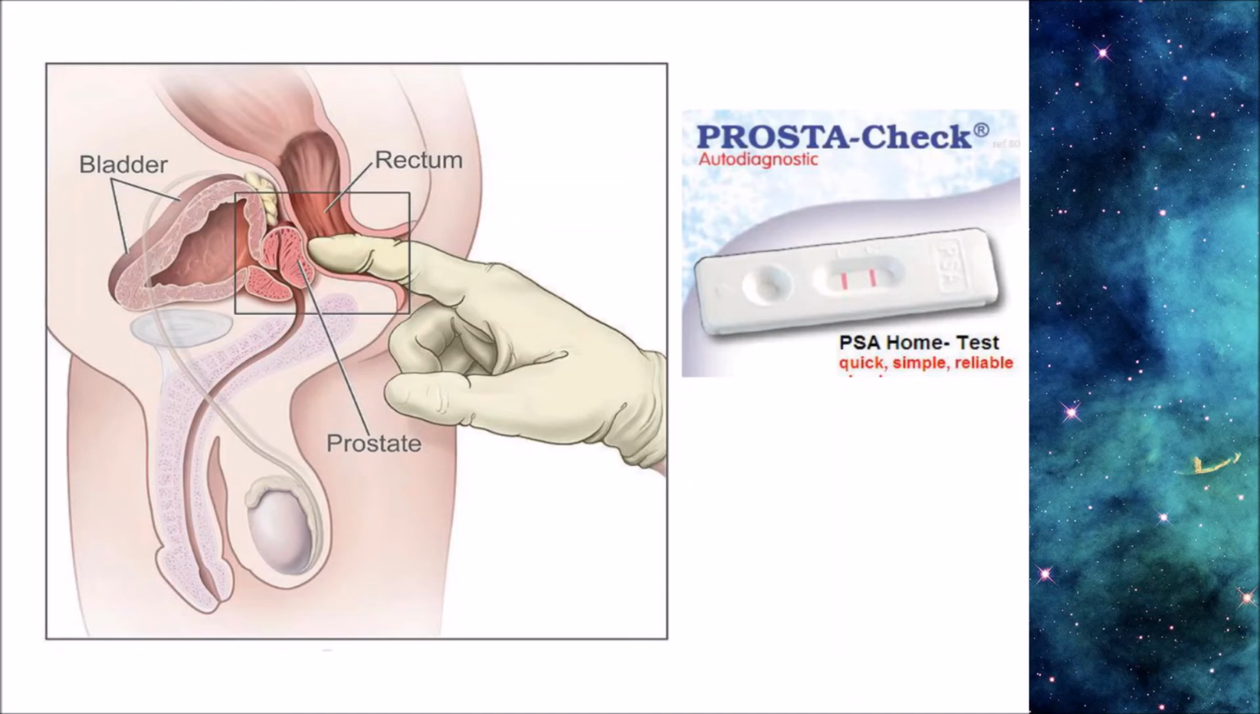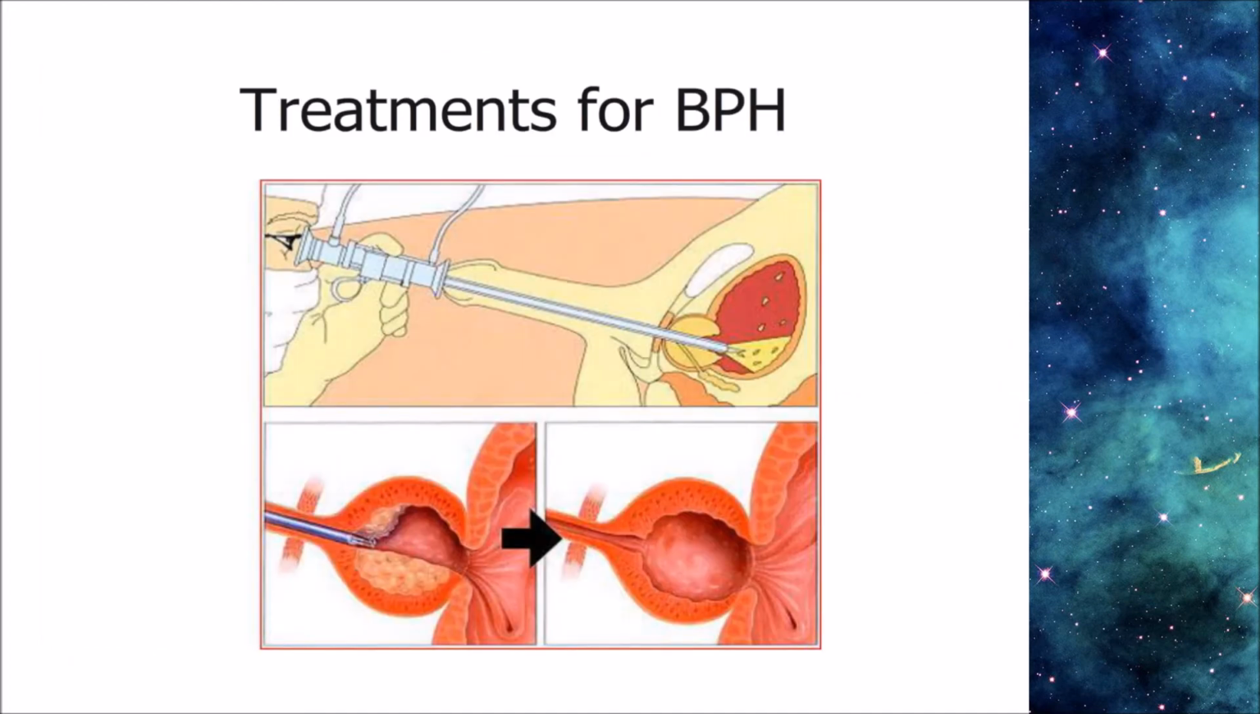The gold standard for diagnosing prostate cancer, of course, is going to be a biopsy of the prostate, which is not very fun. Now let's go back to BPH, or benign prostate hyperplasia. This was a non-cancerous enlargement of the prostate gland, which caused difficulty in urination. And so there's a couple ways we can treat this.